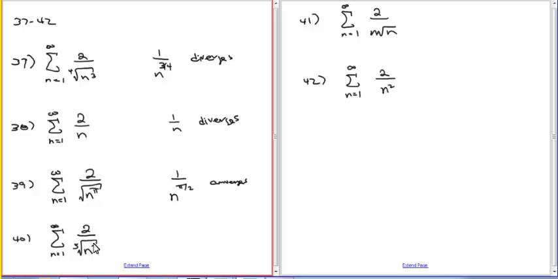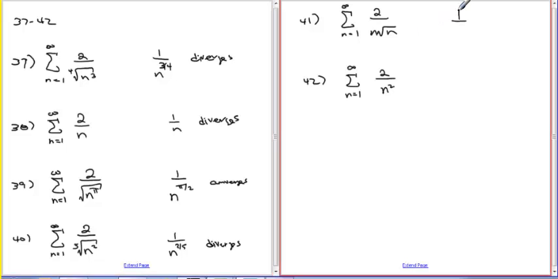Pi over 2 is 1.5 something. Here we have 1 over n to the 2/5, so it diverges. Here we have 1 over n to the 3/2, so that's greater than 1, so this converges. And here we have just 1 over n squared, so this converges because p is greater than 1. If p is between 0 and 1, including 1, then it diverges. So that was these three cases. If p is greater than 1, then it converges. Okay, so that's how you would know the convergence.